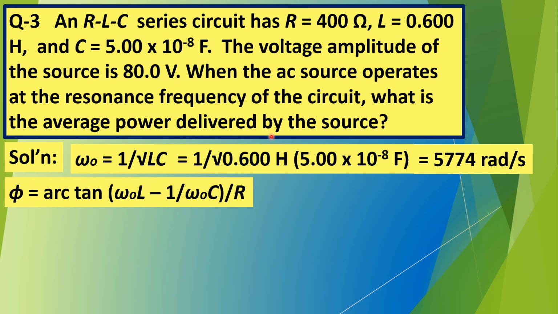All right. So, conceptually, it's already clear that the phase angle phi between the voltage source and the current is equal to 0. Okay, that is the concept for a situation where the angular frequency is equal to the resonance frequency.